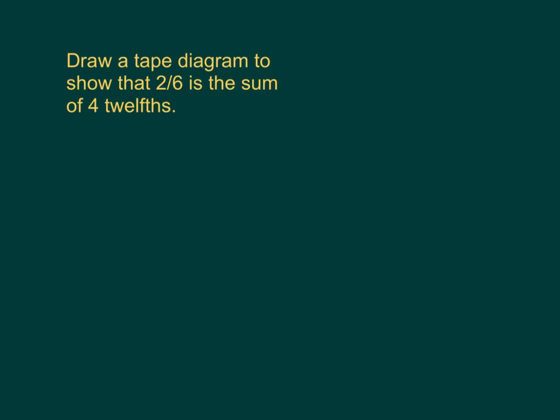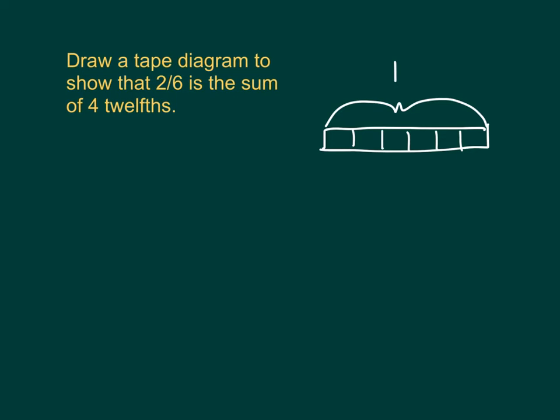Let's work to draw a tape diagram to show that 2 sixths is the sum of 4 twelfths. What can we start with? Well, let's start with a tape diagram for sure. The tape diagram being 1. And then let's go ahead and model 2 sixths. I divided it into 6 parts, and we're looking at 2 of them for 2 sixths.